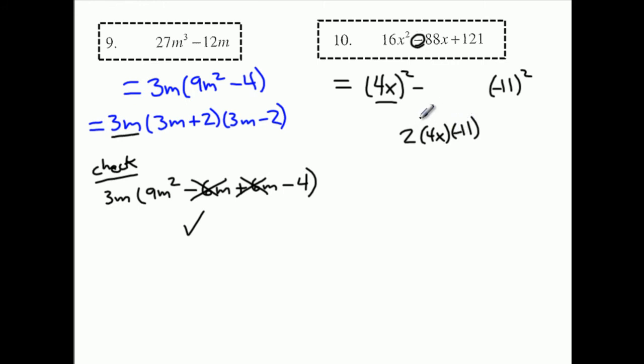So now 2 times 4 is 8. So 8x, and then 8x times negative 11 is minus 88x. So we can try writing this as 4x minus 11 times 4x minus 11. That's what the perfect square trinomial allows us to do. So we should check.